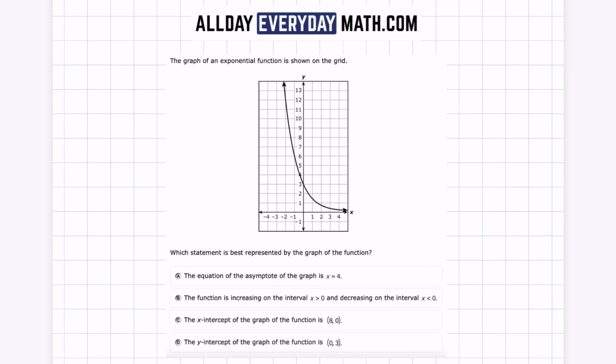This is number 2 from the 2025 Algebra 1 EOC. It says the graph of an exponential function is shown on the grid. Which statement is best represented by the graph of the function? So let's just walk through each answer choice.